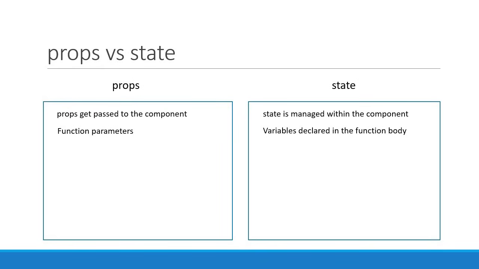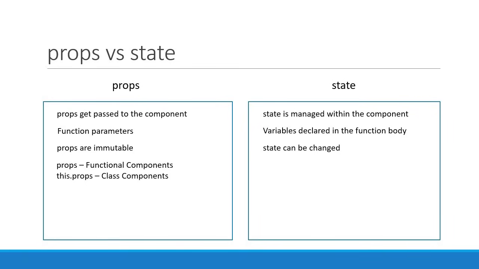Because a parent usually passes down the props to the child component, props are immutable. The parent owns the props and they cannot be changed by the children. State, on the other hand, is managed within the component, and hence the component has full control to change the state. In functional components, props can be accessed using the props parameter. And in class components, props can be accessed using this.props. State, on the other hand, can be accessed using the useState hook in functional components and this.state in class components.